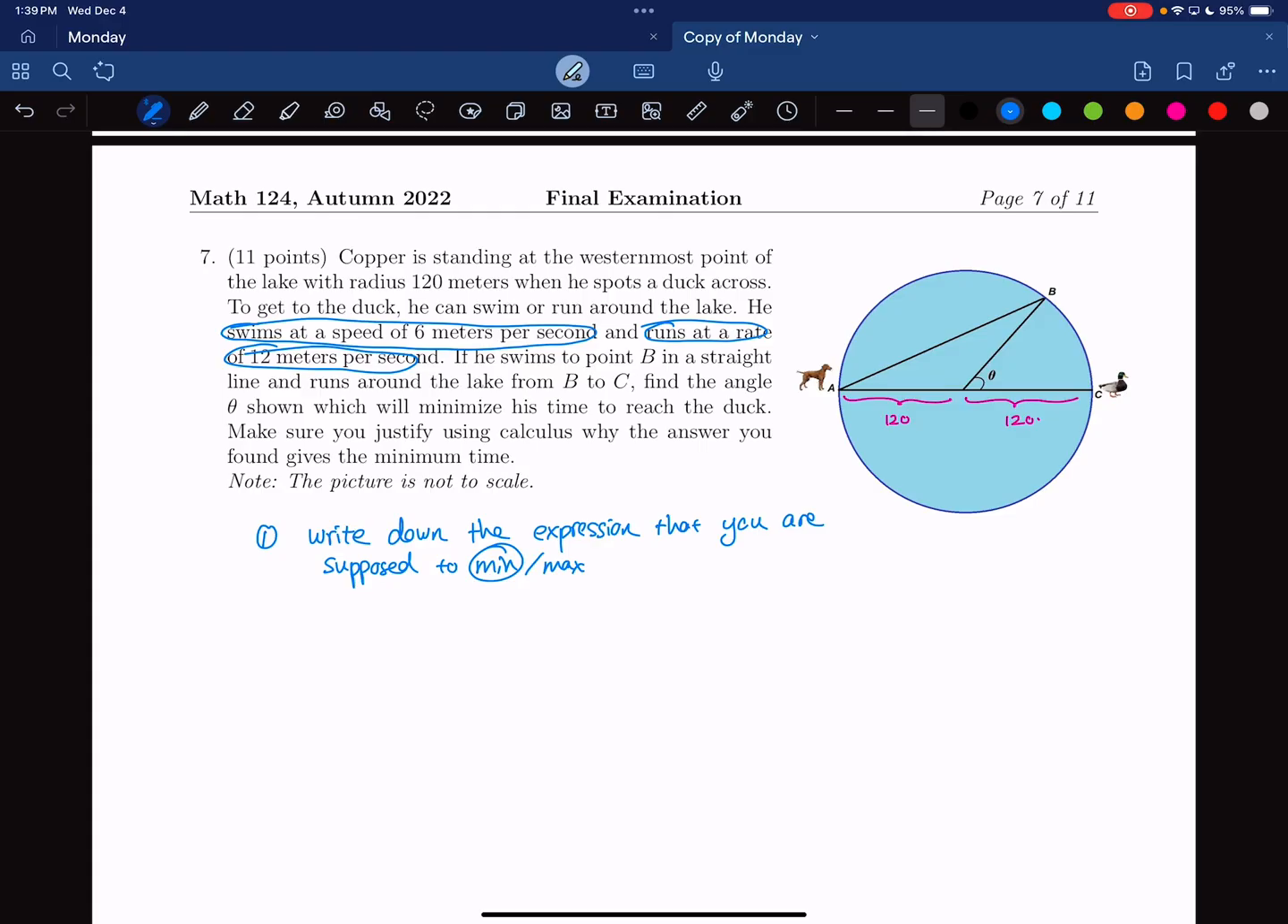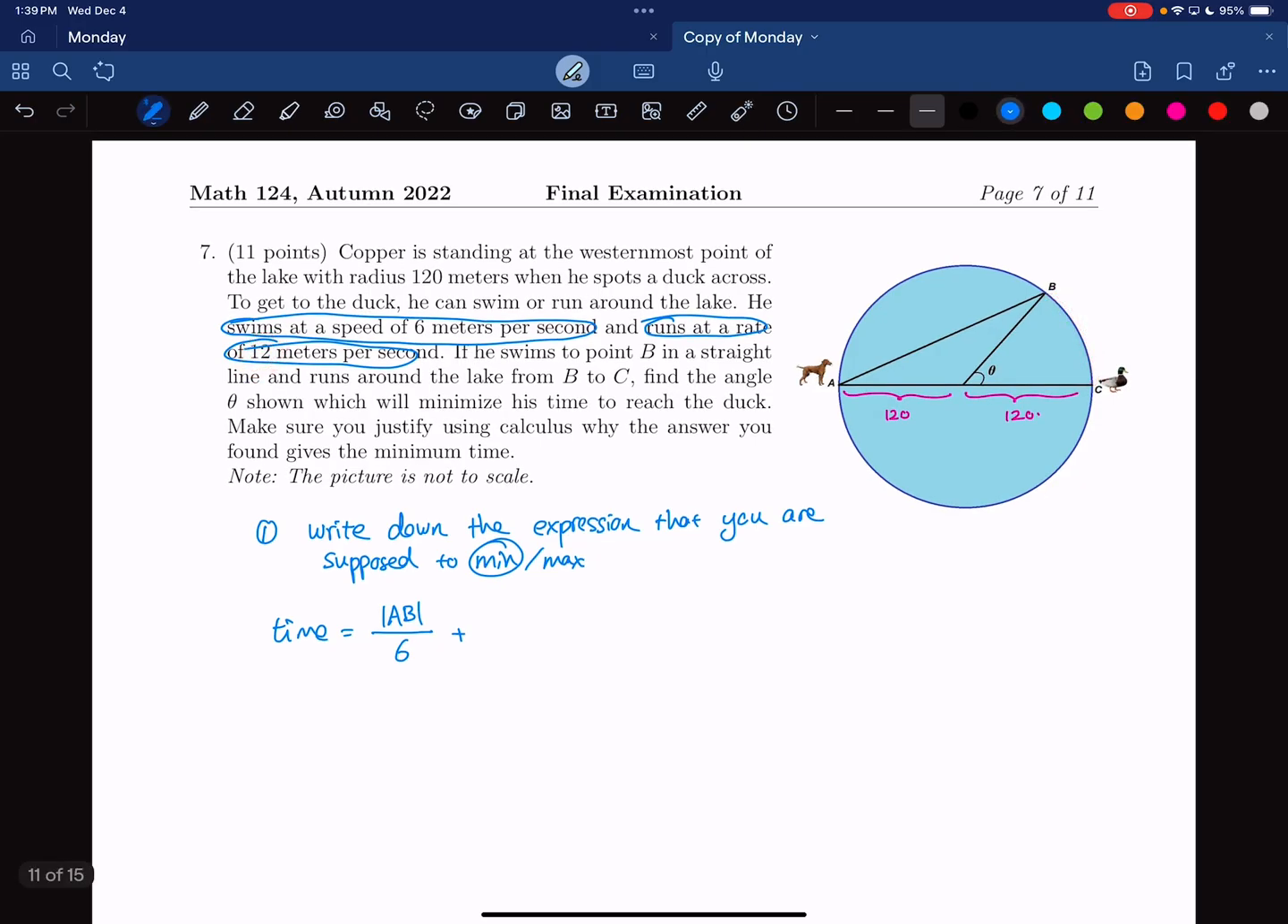Okay? So how do I write down the time? Well, time is distance divided by speed. Okay? Now here there are two paths. The first path is swimming from A to B. Okay? So the time it takes to do that is the distance from A to B divided by the swimming speed, which is 6. So I write time is equal to AB divided by 6. And the second part is the distance of the arc between B and C divided by the running speed, which is 12. Okay, so I'm just writing it as the arc length BC divided by 12.